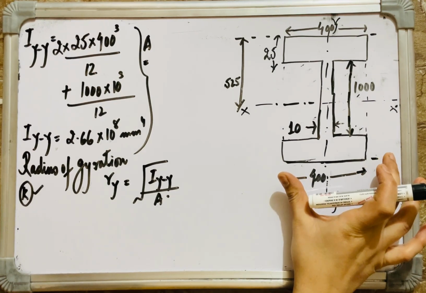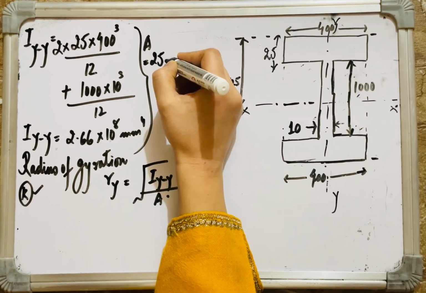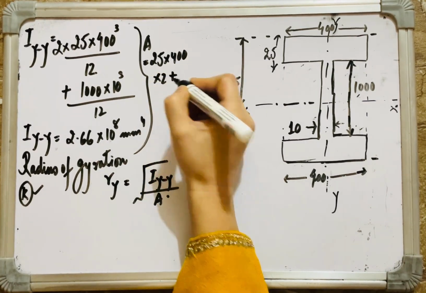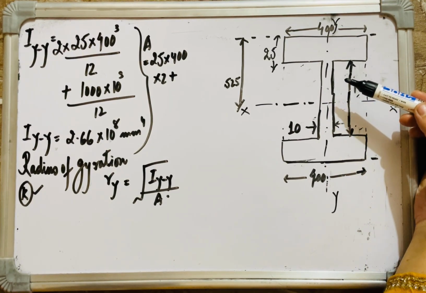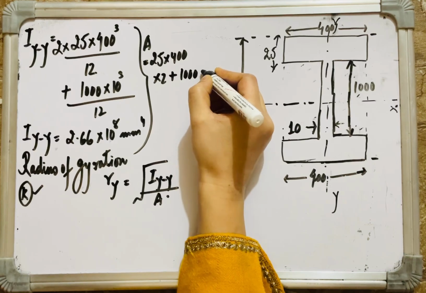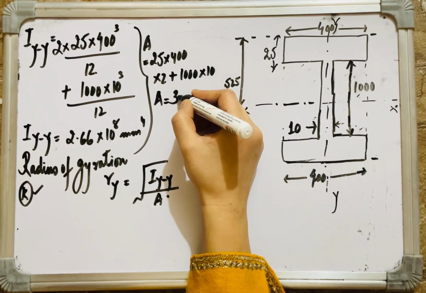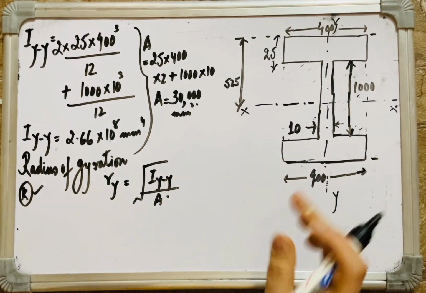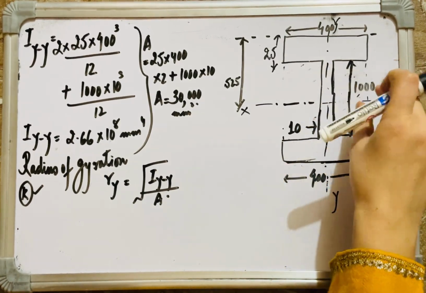What is the area of this flange? B into D, or B into H. So 25 into 400 multiplied by 2, since both flange areas have the same dimensions, plus I'll be adding to it the area of the web section. That is how much? 1000 into 10. These are the rectangular sections and their areas. So the area of my I section by calculation is 30,000 mm square. I calculated the area of this flange, 25 into 400, so is this 25 into 400, and this is 1000 into 10.